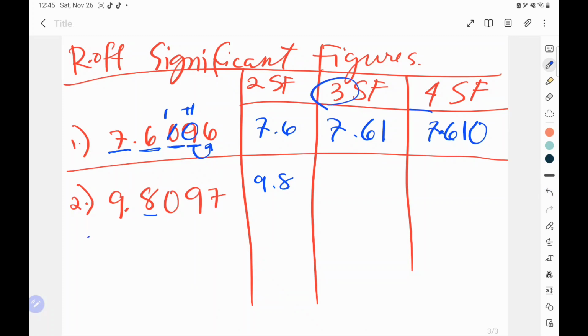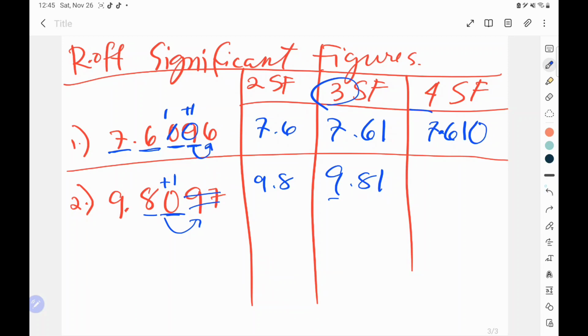Next, we have to round it off to 3 significant figures. Our third significant figure here is 0, and the next number after that is 9. So what we're gonna do here is add 1 here and drop everything off. Alright, so that becomes 9.81. There are 3 significant figures, that is 1, 2, 3.